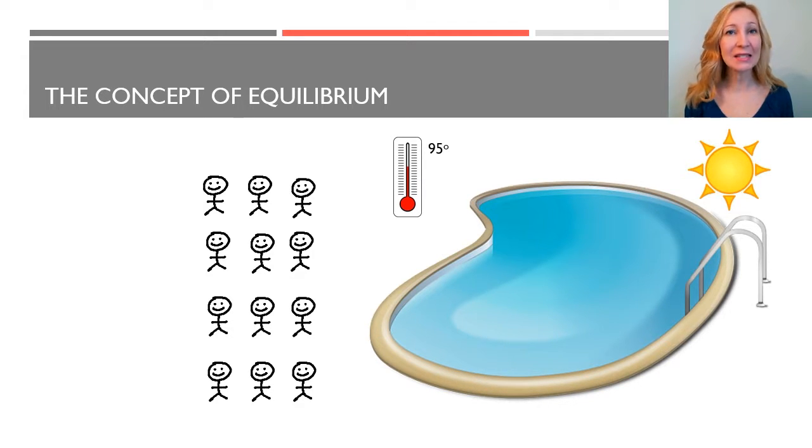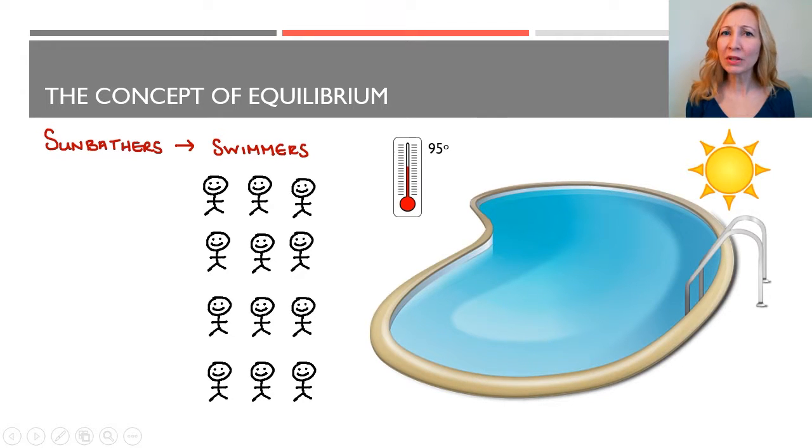So it's a hot, sunny day, and there are a bunch of people hanging out by the pool. And I'm going to write this out like a chemical reaction. So we have a group of sunbathers, and eventually they're going to turn into swimmers. So this is our reaction. We have sunbathers as our reactants and swimmers as our products.